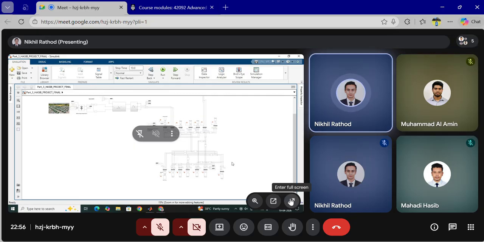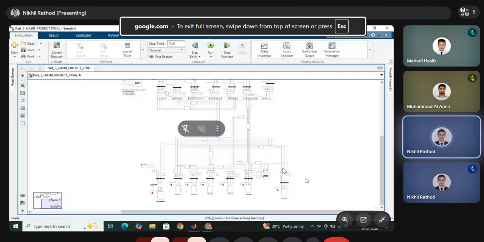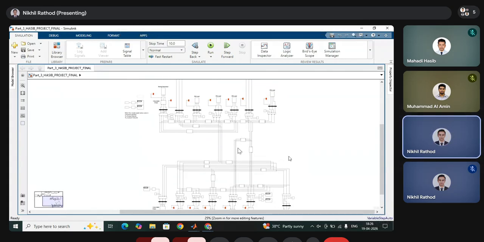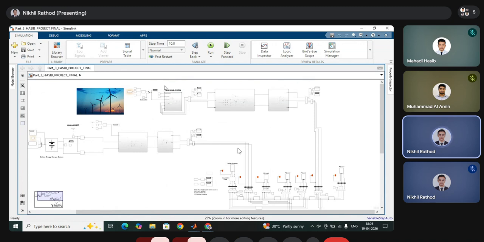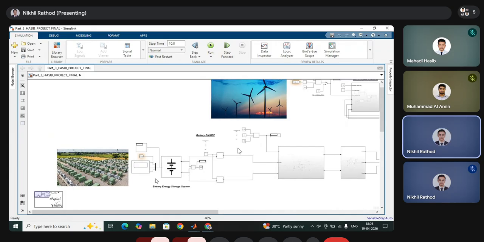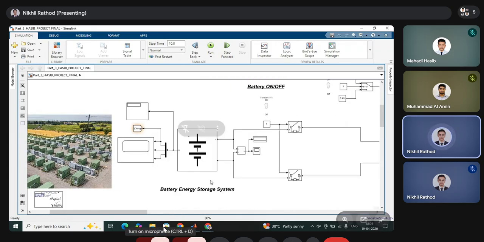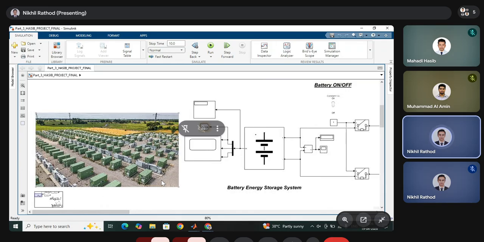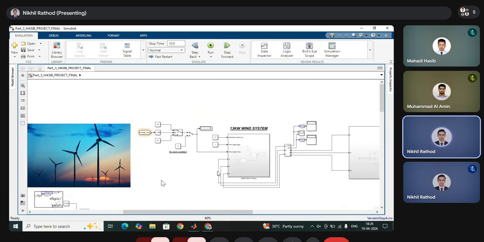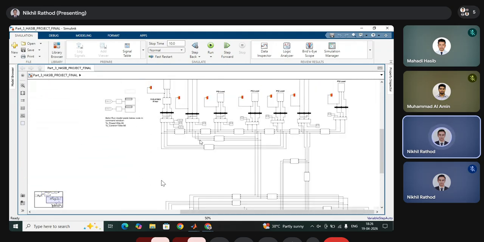Okay. So, this is the 14 bus system project in which 14 buses are there. As per your requirement, we have used one wind generator and one battery also. This is a battery energy storage system, BESS, which looks like this, and this is a wind system.